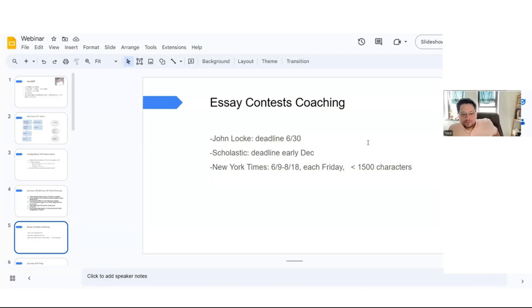So as for John Locke, if you are thinking about participating this year, make sure you register at the official website before May 30th. Yeah, but if you're going to do John Locke, you better get started now. It's not too late, but it is almost too late. So it's got to be right now.